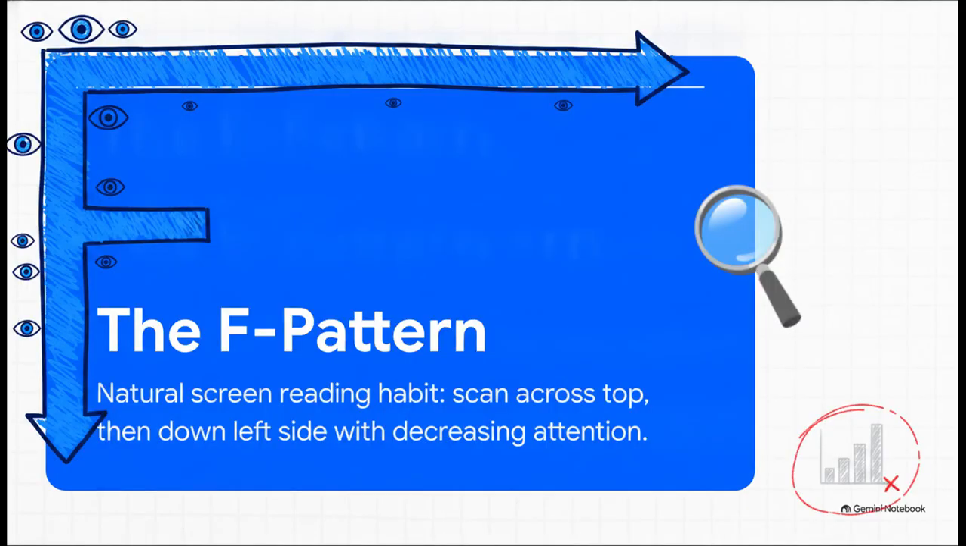Well, Nielsen-Norman Group's eye tracking studies pinpoint something called the F pattern. Users naturally scan across the top of a screen, then down the left side, paying less and less attention as they move down and to the right. Basically, if you bury your most important metric in the bottom right corner, the F pattern guarantees most of your users are never, ever going to see it.